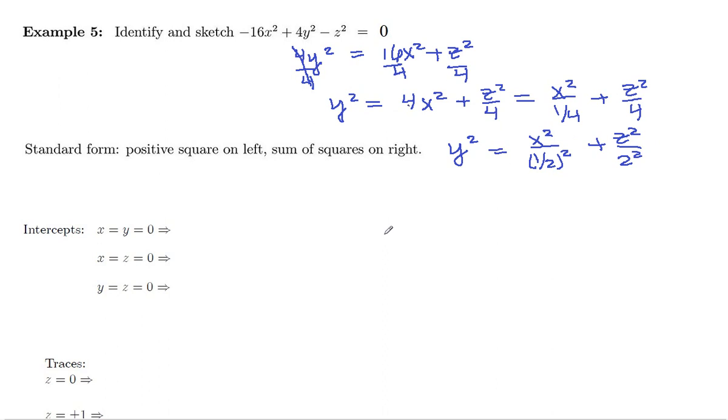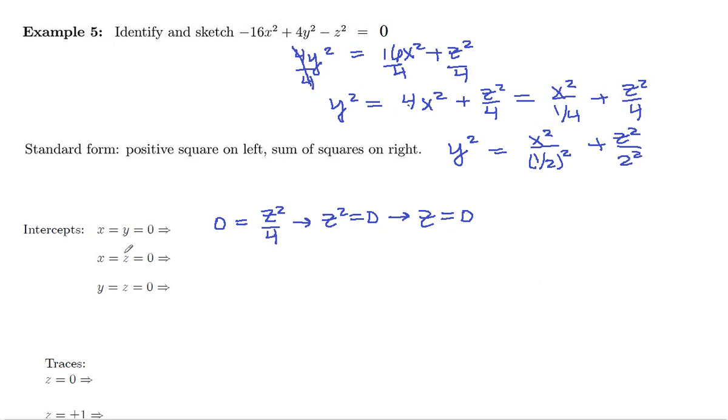So next we will find our intercepts. So if x and y are both equal to 0, then this is going to 0 out, this is going to 0 out. So we will get 0 equals z squared over 2 squared, or z squared over 4. Multiply both sides by 4. You'll get z squared equals 0. And so z is equal to 0. So when x and y are equal to 0, z is equal to 0. So x, y, and z intercept are all at 0, 0, 0.